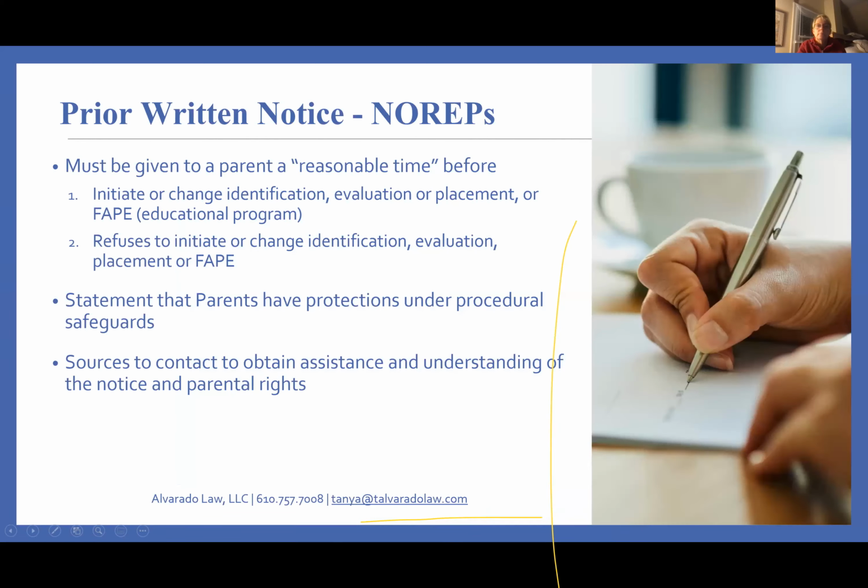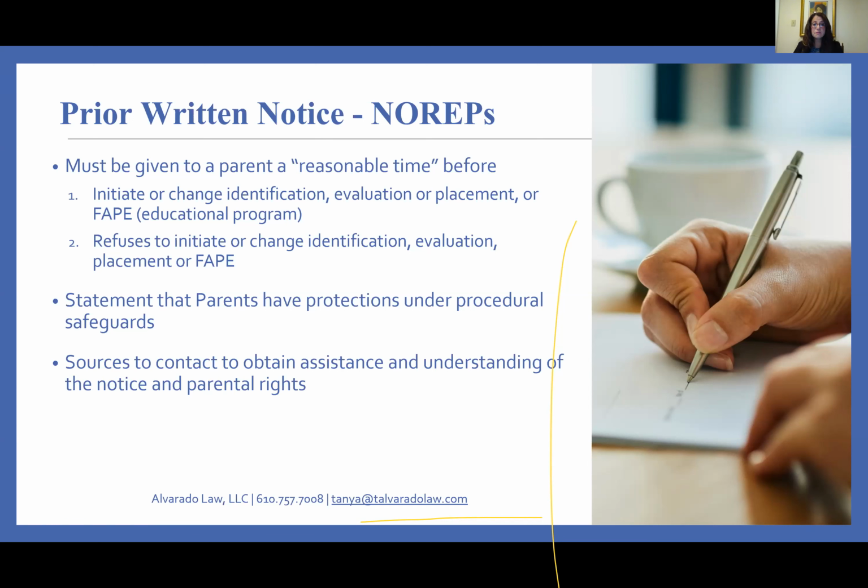Okay, NORAPs. This is a situation where the school district tells you what they're going to do. It's a 4-page document, and it has to be given to the parent a reasonable time before the district takes an action. The action could be starting special education services, changing identification, evaluating the student, changing the student's placement, or changing the program.